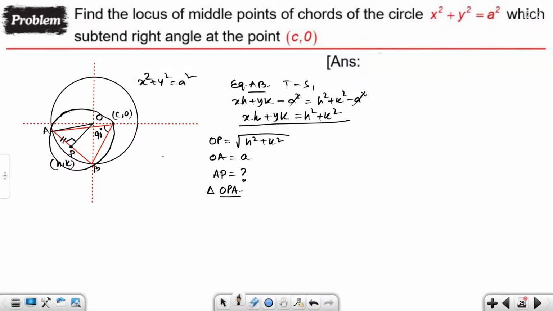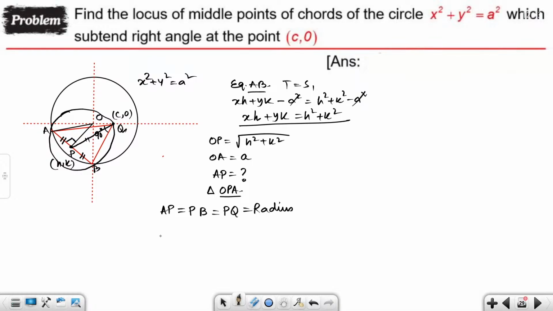Therefore, AP, PB and PC are all equal. Why? Because they are the radius of the same circle that we have drawn by taking AB as the diameter. Am I correct? Therefore, what is AP? Let us say this is Q. Point Q is (c, 0). So AP is the same as PB, which is the same as PQ, which is the radius of the same circle.